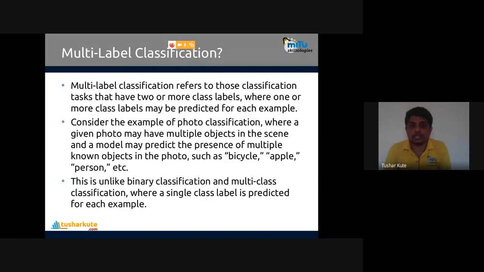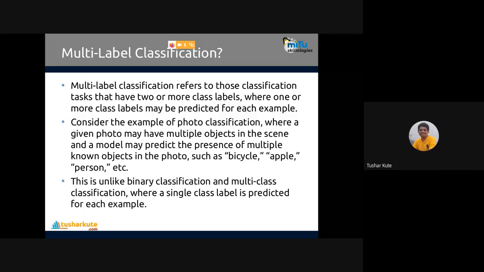Connected to that, the third method is multi-label classification. This is a special kind of algorithm where multiple outputs are generated. Multi-label refers to classification tasks that have two or more class labels, where one or more class labels may be predicted for each example. Consider a photo classification, where a given photo may have multiple objects in the scene: bicycle, apple, person. The photo is one, but under that we have multiple different objects present, so multiple outputs. This is called multi-label classification, remember.